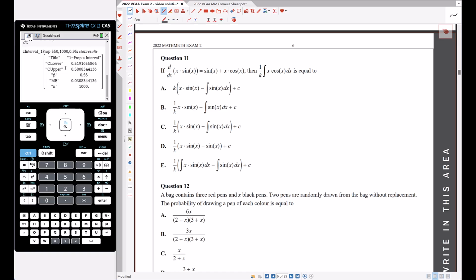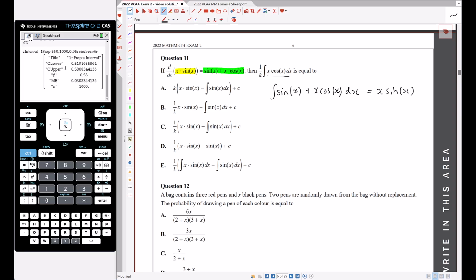Okay, question 11. If the derivative of that is that, then the antiderivative of that is that. Okay, so we need to reverse the information we've got about the derivative. So if we know that the derivative of the yellow thing is the green thing, then the antiderivative of the green thing is the yellow thing. So the information being given tells us that the antiderivative of sine of x plus x cos of x is x sine of x.